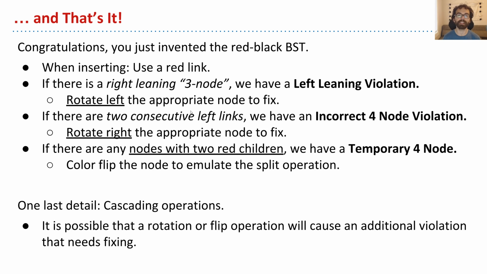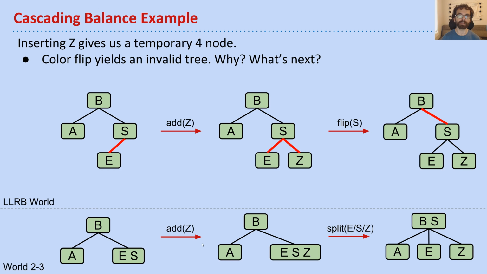So there's one last detail I want to drive home, which is that occasionally we have cascading operations, where one of your fixes, that is your rotations or your color flips, will cause an additional violation that needs fixing. So for example, let's suppose we have an LLRB as shown. We add Z, which creates a temporary 4 node. We then color flip, which gives us a right-leaning red link, which is not great. So we need to fix this somehow.